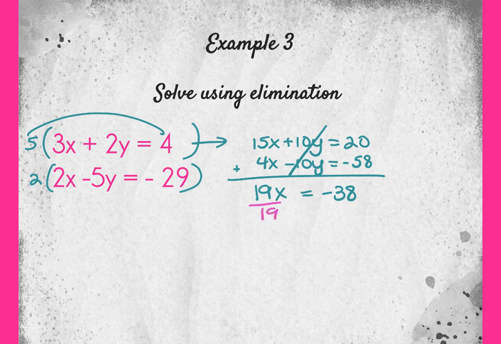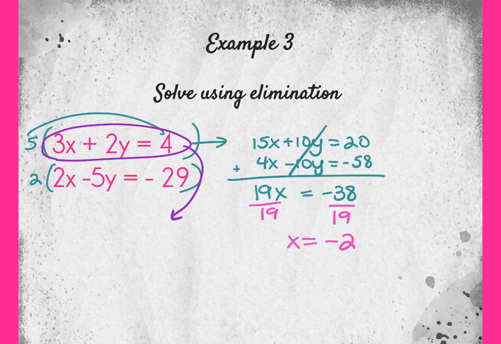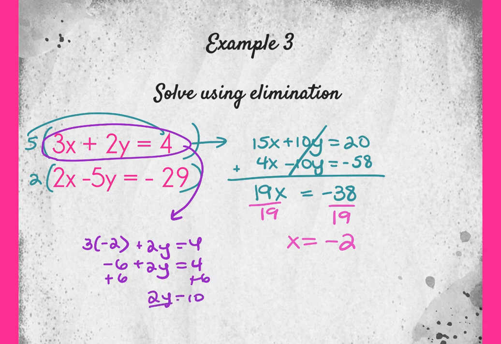Divide both sides by 19. X equals negative 2. Then take and plug back in. And again, it doesn't matter which one. If I wanted to grab the top, just because the 4 is smaller than the 29, I could do 3 times negative 2 plus 2y equals 4. Negative 6 plus 2y equals 4. Add the 6. 2y equals 10. Divide by 2. Y equals 5. Negative 2, positive 5.